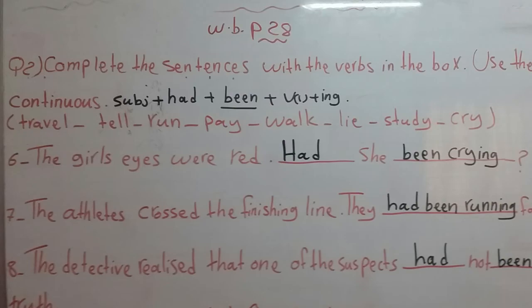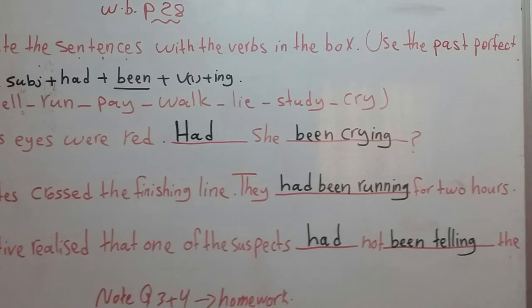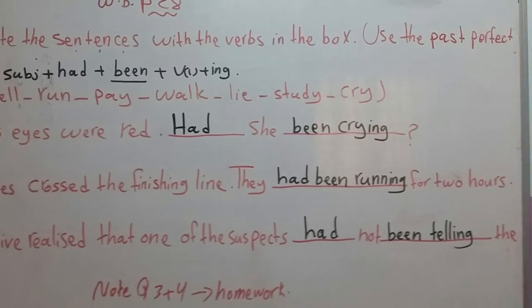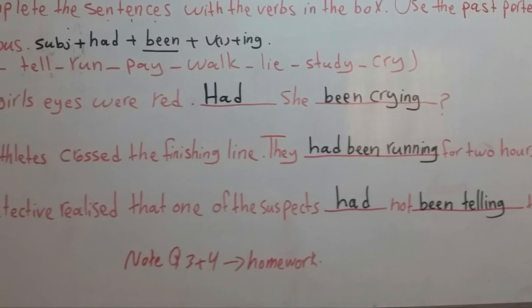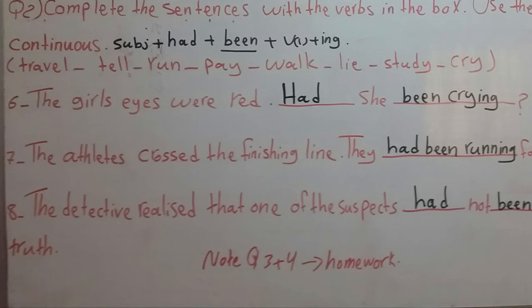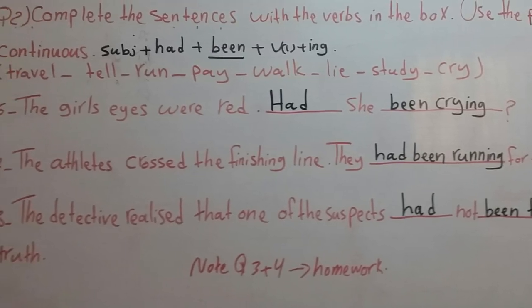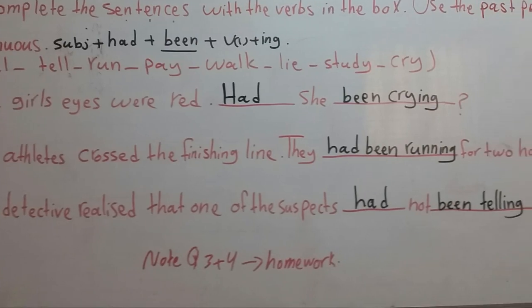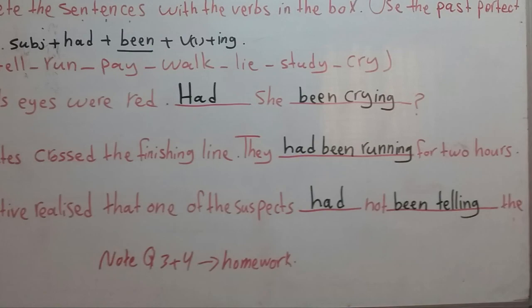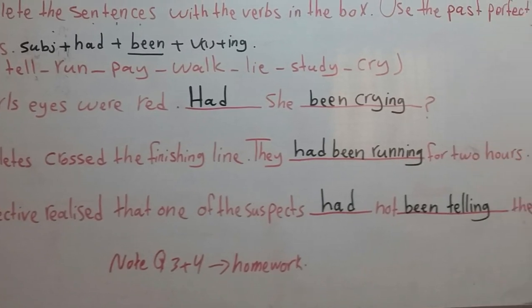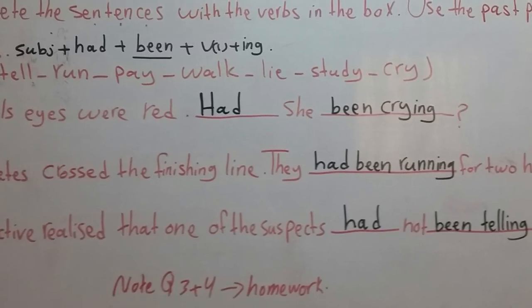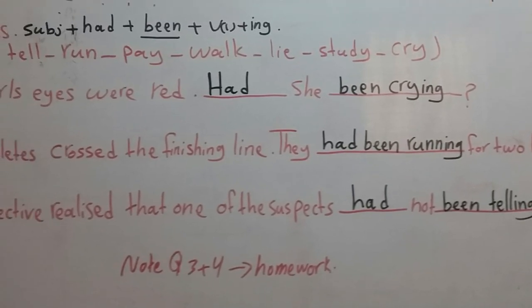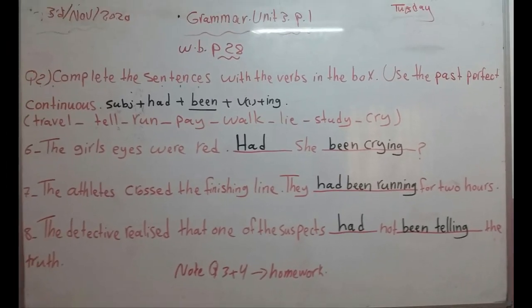Number 7. The athletes. Athletes يعني sportsmen، اللي هي الرياضيين. Crossed the finishing line. They gap for 2 hours. They بحكي had been. Then running, I double the n and add ing, running for 2 hours. Number 8. The detective realized or knew that one of the suspects. Detective هو المحقق, suspect أحد المشتبه بهم, one of the suspects gap the truth, even had not been. The appropriate verb is tell, بعد نحط then, telling. We add ing to the word, telling the truth. ما تنسوا تحطوا been وتضيفوا ing للفيرب.